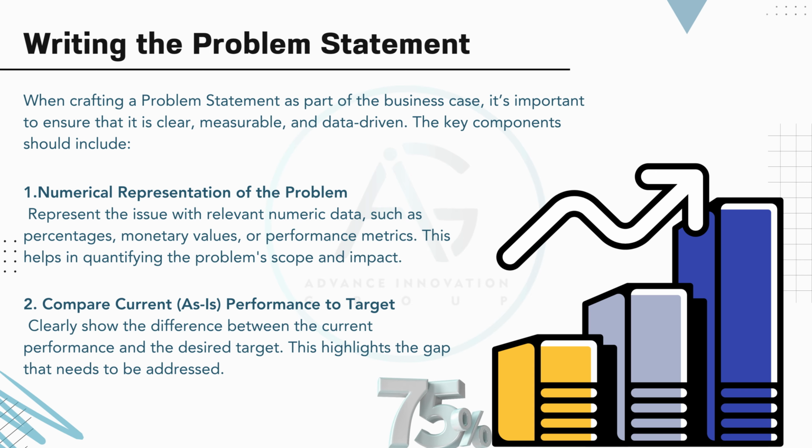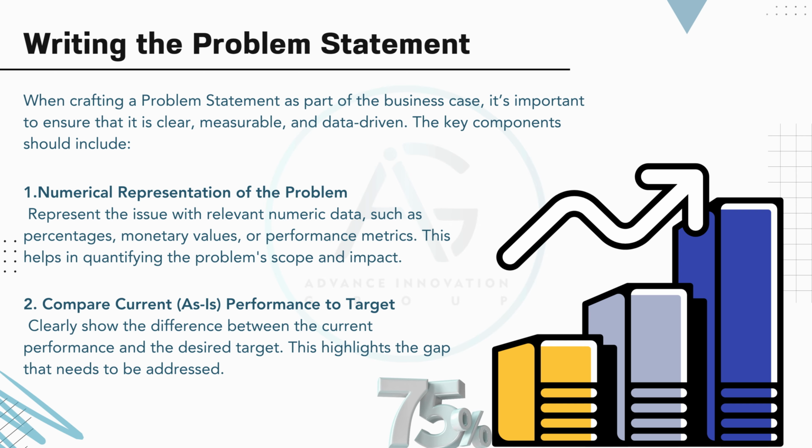2. Compare current, as-is, performance to target. Next, we must clearly outline the performance gap. For instance, if the target hiring turnaround time is 30 days, but the current average is 55 days, that's a 25-day gap. Similarly, if CSAT targets are set at 90% and the current rate is only 75%, that's a visible 15-point drop. This kind of comparison makes the need for intervention unmistakable.